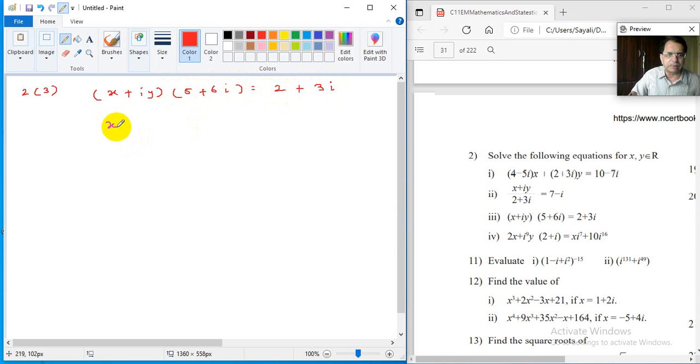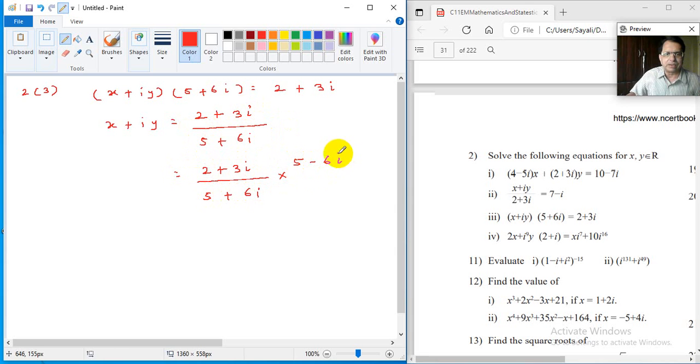So x + iy you can write as (2 + 3i) divided by (5 + 6i). So this is (2 + 3i) divided by (5 + 6i), into (5 - 6i) divided by (5 - 6i). Because this is division, this is the way you calculate the division of two complex numbers. Whatever complex number is in the denominator, we multiply and divide by its conjugate.